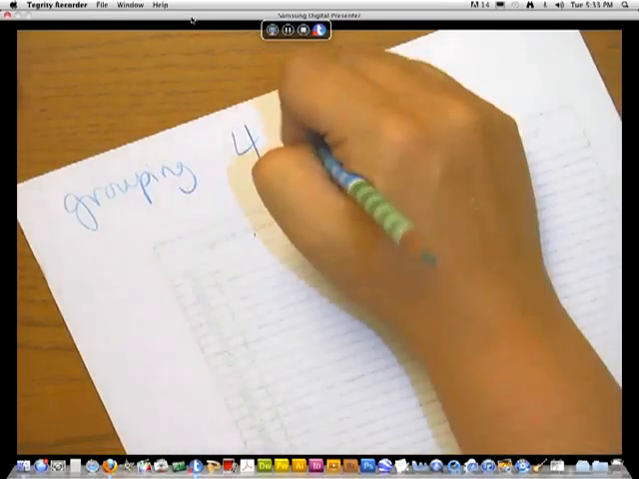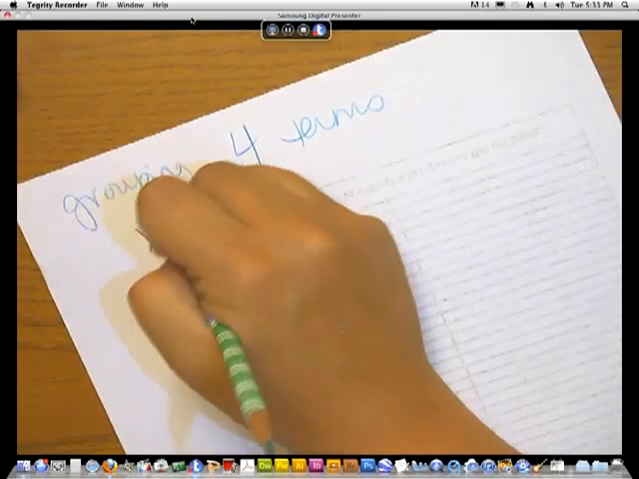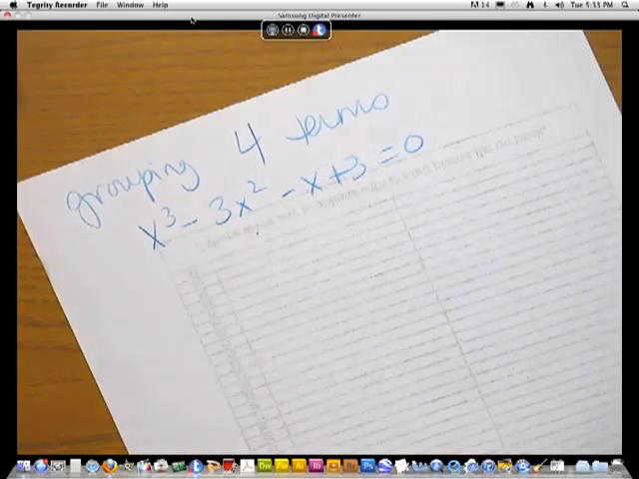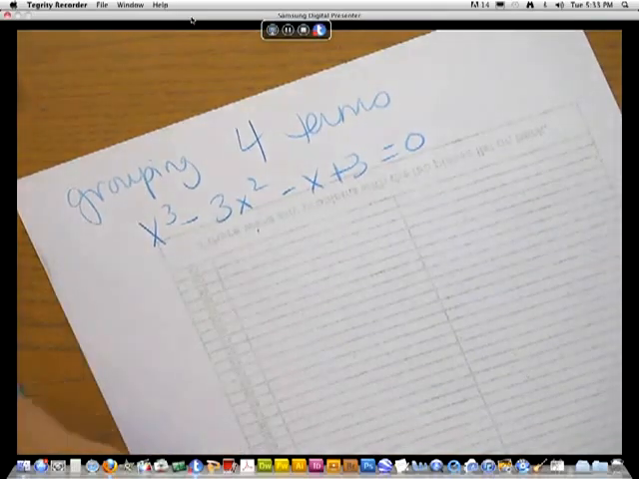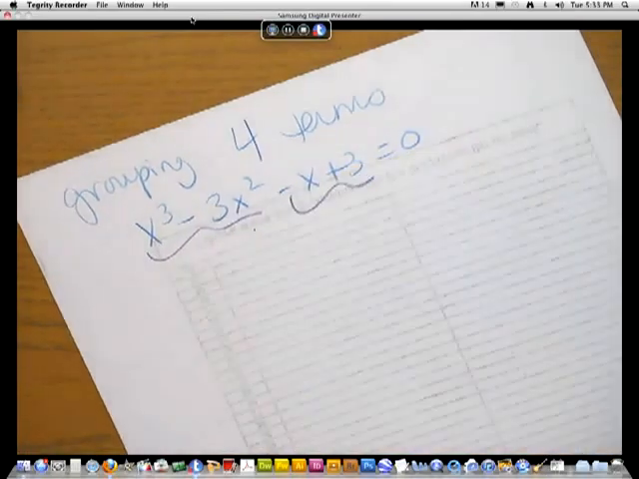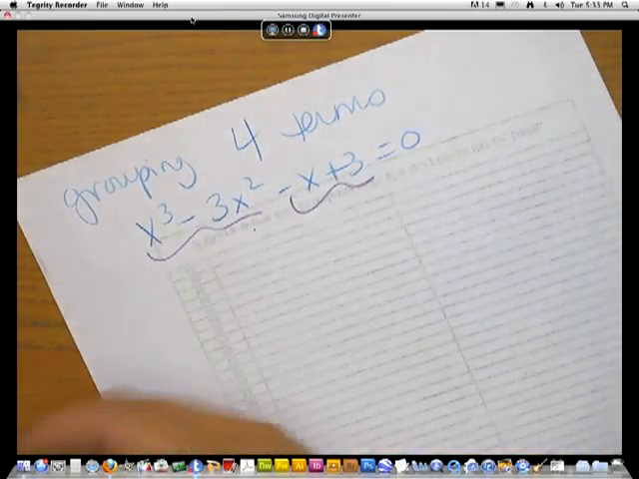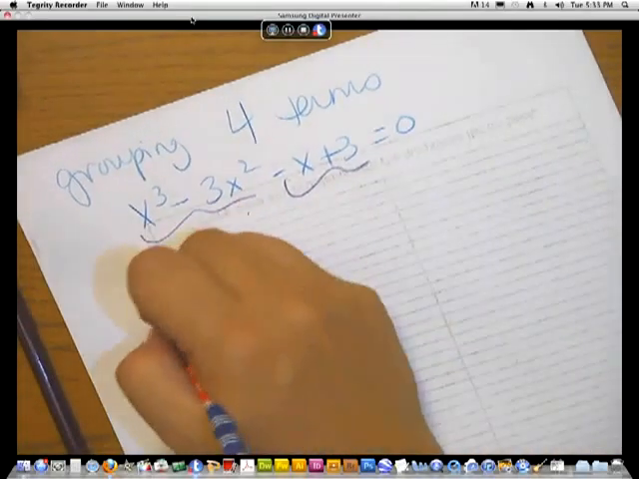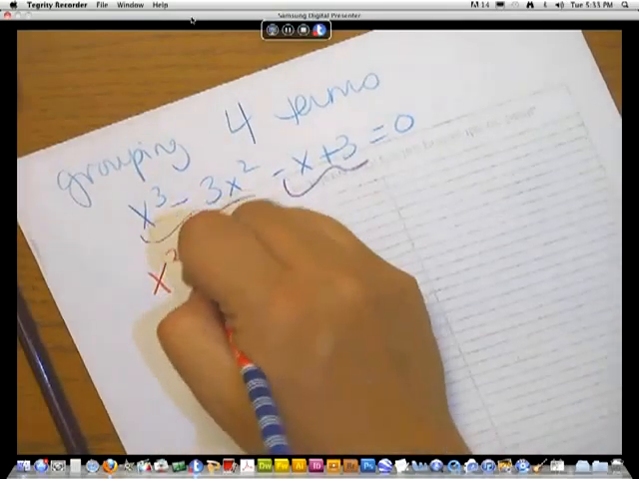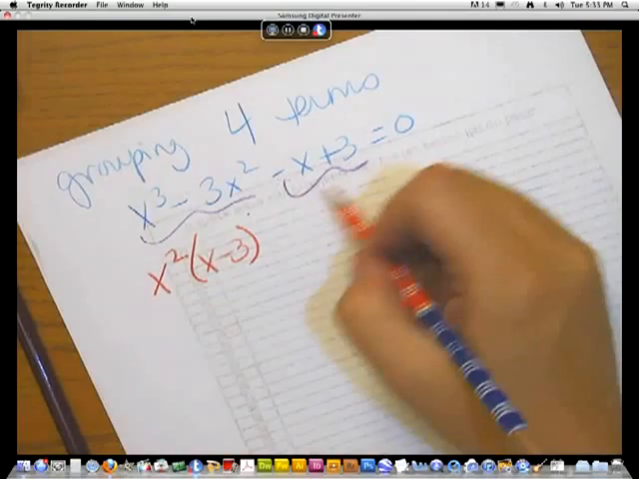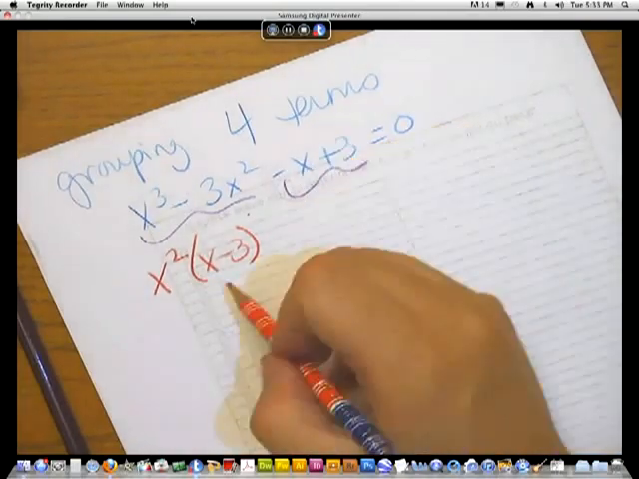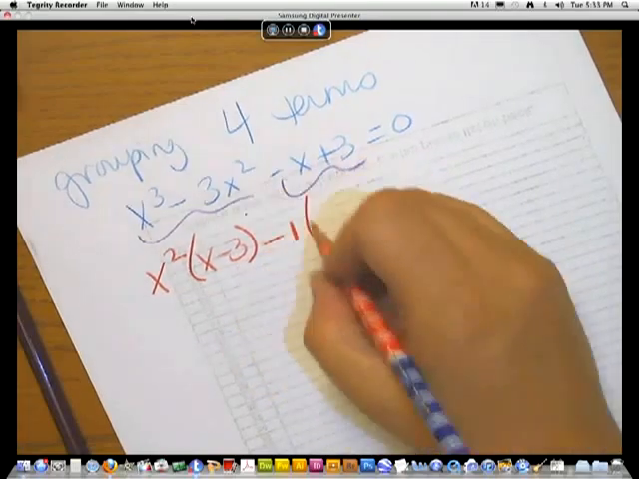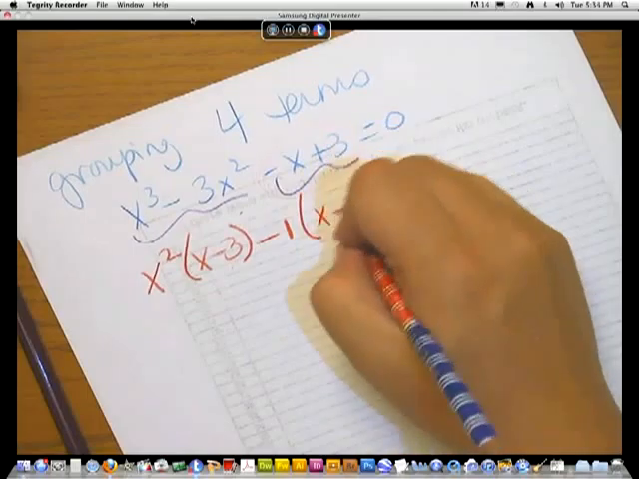Grouping happens when you have 4 terms. Here's the example we're going to look at. And when we group, we start by grouping generally the first 2 together, and then we group the last 2 together, hoping to get a common term between them. So on this x cubed minus 3x squared, what's in common is x squared. What's left over is x minus 3. Well, over here, they don't share anything, but I don't have it the same as x minus 3. So I do need to take a negative 1 out so that I can get a positive x, and I can get the negative 3.